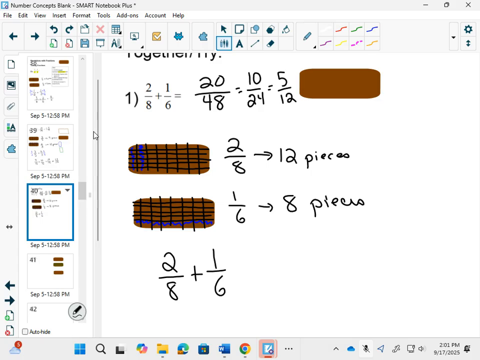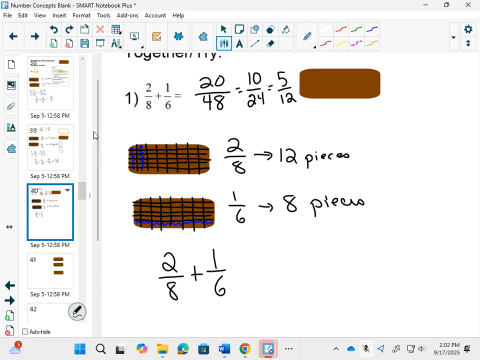So, what I'm going to do now is I'm going to not do the chocolate bars where I count the pieces. I'm going to go to the fractions. In order to add them, the bottom numbers have to be the same size. And we go to our times table. We happen to use 8 times 6 and 48 pieces.